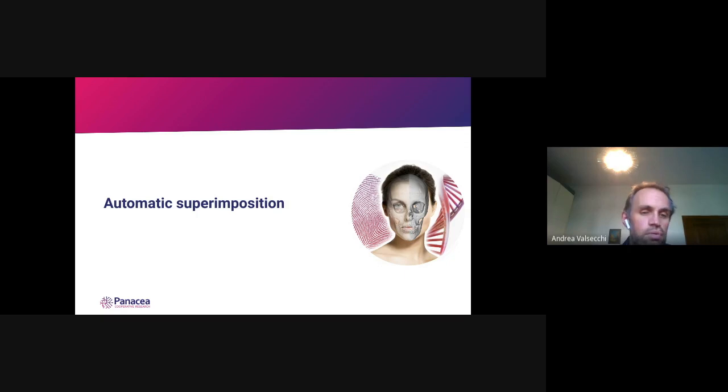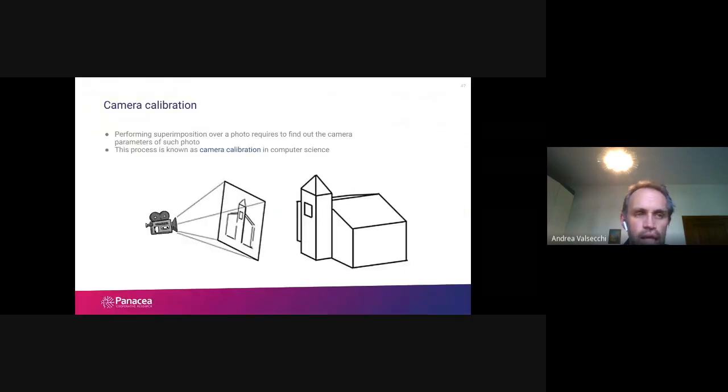Let's review how these are done. The process is known as camera calibration. When you are making a superimposition, you are trying to reproduce a photo, so you are trying to find out the camera parameters. And this problem in computer science, in computer engineering, is known as camera calibration.